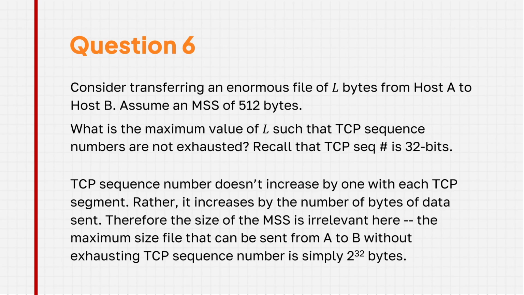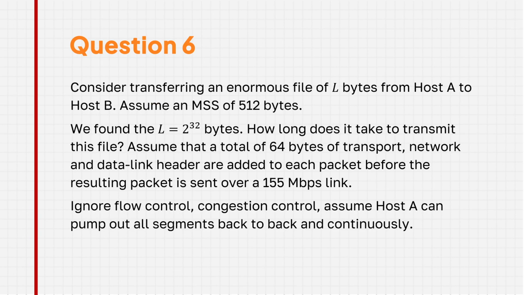What's your name just now? Alina, okay. Question? Why is it not minus 1? 2 to the power of 32 minus 1 is the maximum sequence number. But if you consider 2 to the power of 32 minus 1 plus the one sequence number for 0, that is 2 to the power of 32 bytes, right? So the range is from 0 to 2 to the power of 32 minus 1, which is 2 to the power of 32 numbers. Okay? So we found that L is 2 to the power of 32 bytes.